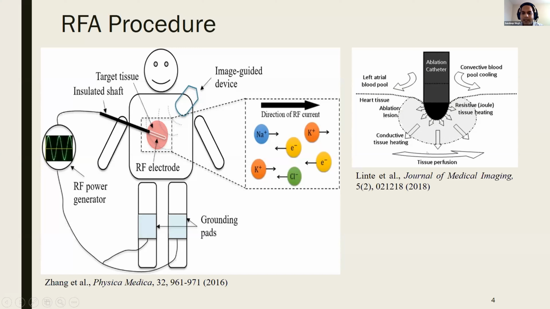The goal during RFA is to attain a temperature greater than 50 degrees Celsius, which will lead to protein denaturation, mitochondrial dysfunction, a halt in certain enzyme function, and cell membrane collapse. The maximum temperature during this procedure should not exceed 100 degrees Celsius because it will lead to tissue charring and water vaporization, which will cause a drastic decline in the electrical and thermal conductivities of the tissue and further result in poor image resolution.